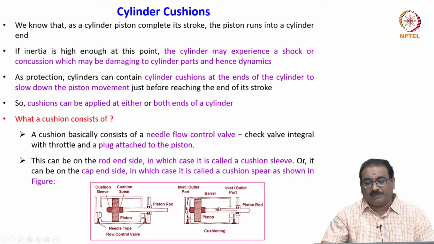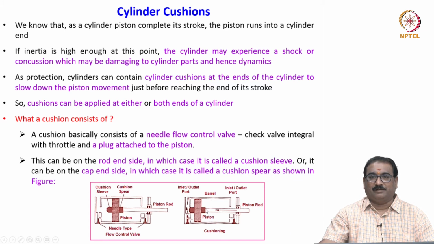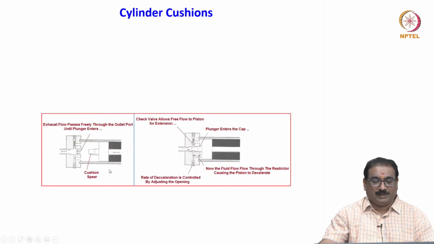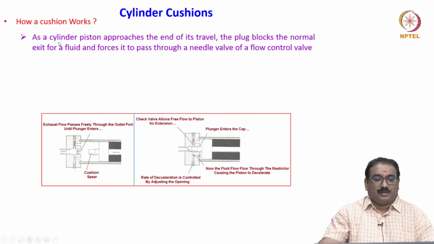Similarly, it will happen with the cushion spear. Let us see this also. I will explain to you with the figure. Same figure it is here. Here I am showing you the one side cushion spear, how it will work. As the cylinder piston approaches the end of its travel, the plug blocks the normal exit for the fluid and forces it to pass through the needle valve of the flow control.